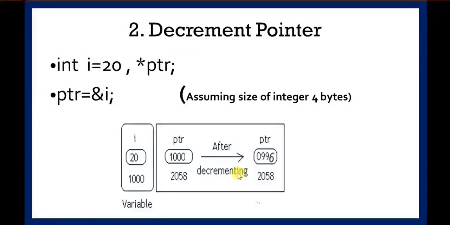Now, let us move to the second operation, decrement a pointer. As we can increment a pointer, in the same manner we can decrement a pointer. When we decrement a pointer, it will point to the previous location.